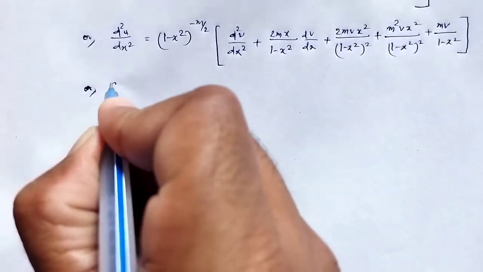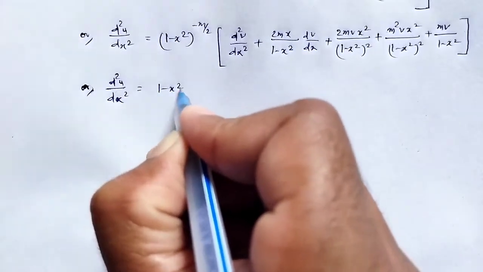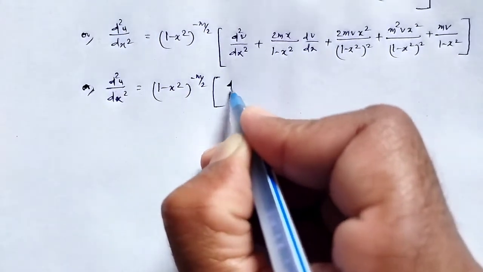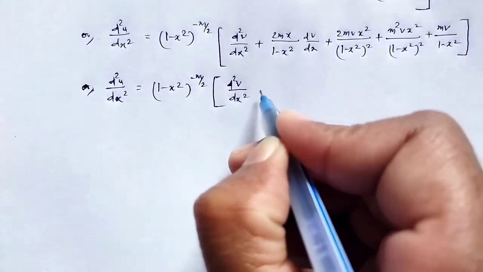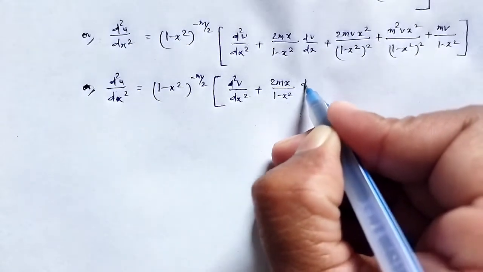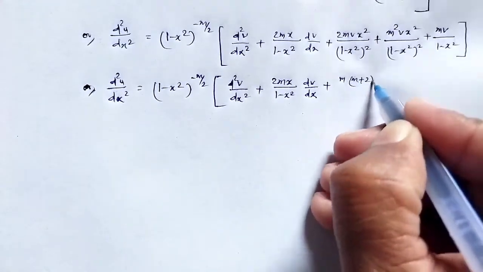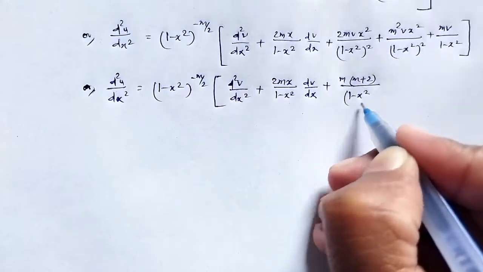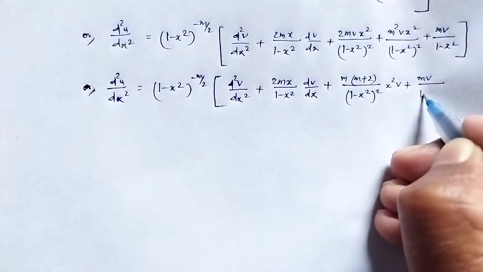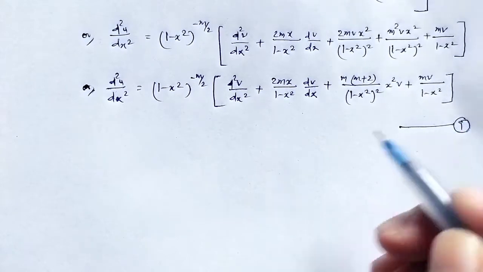Or d²u/dx² is equal to (1 − x²)^(−m/2) in that bracket: d²v/dx² plus 2mx/(1 − x²) dv/dx plus m(m + 2)/(1 − x²)² x²v plus mv/(1 − x²). That is equation number 9.